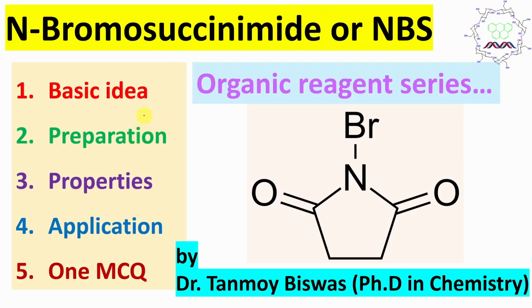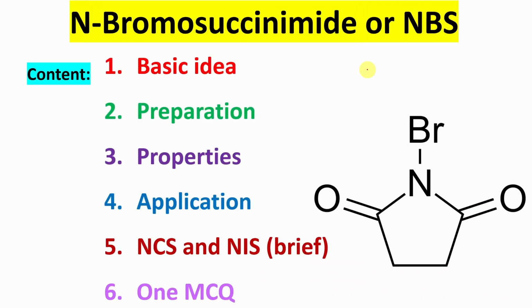Today's topic of discussion is a very versatile, famous reagent, N-bromosuccinimide or NBS. This is part of the organic reagent series. Today we shall discuss the basic idea about this reagent, its preparation, properties, how it behaves, its application, chemical reaction, and very briefly NCS, meaning N-chlorosuccinimide, NIS, meaning N-iodosuccinimide, and one MCQ.